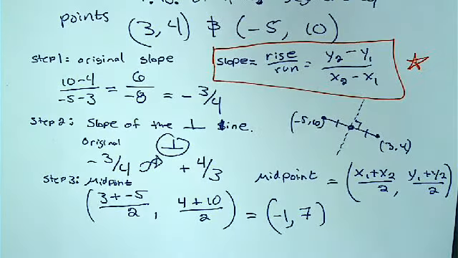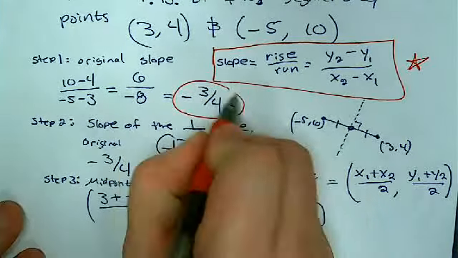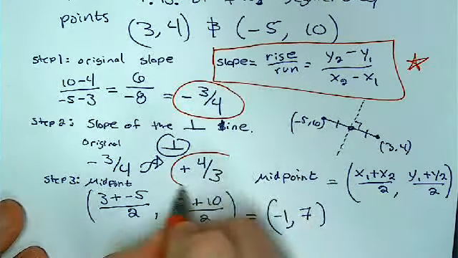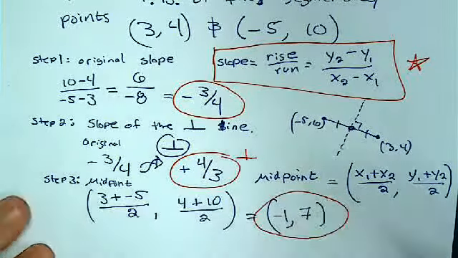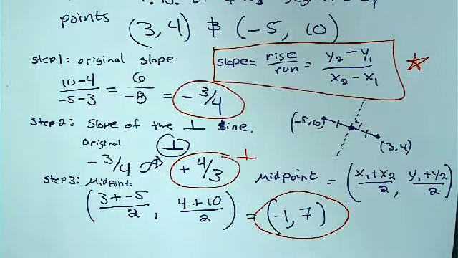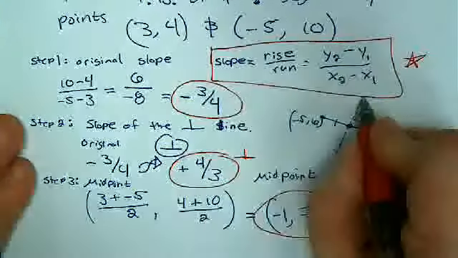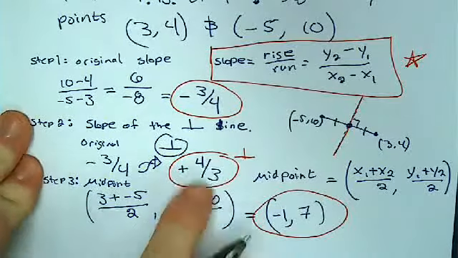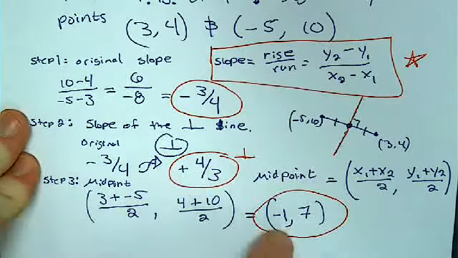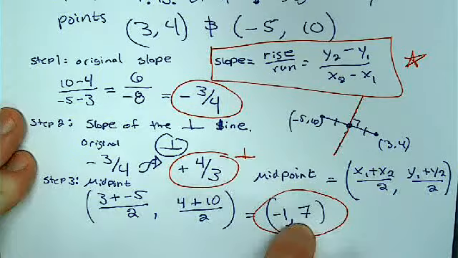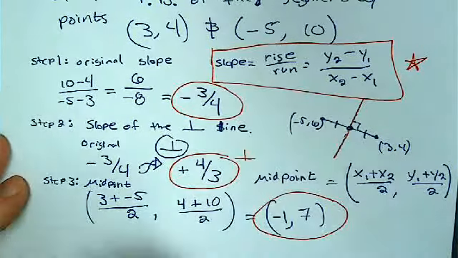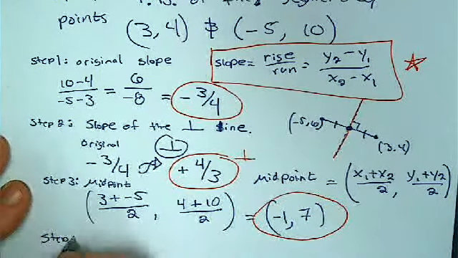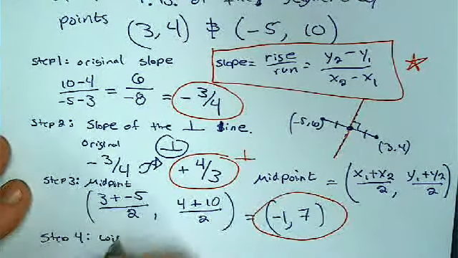Now in all of this text, let me bring out the important points. We've got the original slope, the slope of a line that's perpendicular, and we've got the midpoint. So the equation for this perpendicular bisector is going to have a slope of 4/3 and pass through the point -1, 7, because that's the midpoint. That would be the slope of a line perpendicular. So the last thing I can do now, step 4, write the equation.